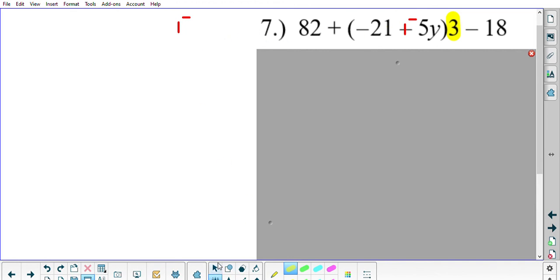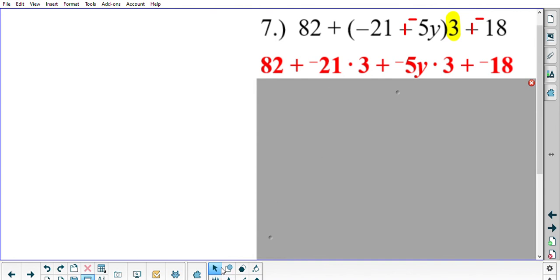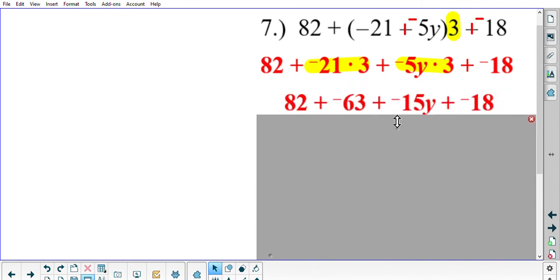So, as we kind of have been doing on so many problems, it does seem to be helpful to make subtraction adding the opposite on a lot of these problems. So here we go. 3 is the multiplier. We are going to take 3 times that negative 21, and we're also going to take the 3 times the negative 5y. All right, finish the multiplication. 3 times negative 21 is negative 63. 3 times negative 5y is negative 15y.